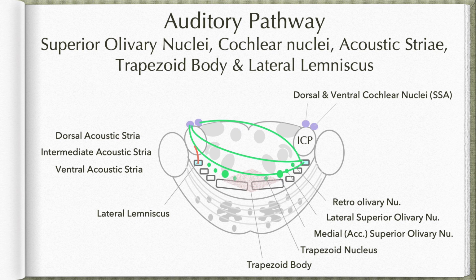Those fibers which did not relay in the superior olivary nuclear complex will go on to relay in the nucleus of the lateral lemniscus as they ascend within the lateral lemniscus. So with this knowledge, let us move on to learn about auditory pathway.